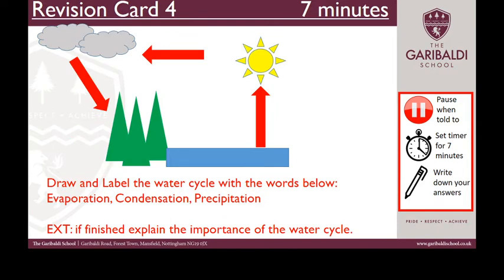Okay, revision card 4. This will take you 7 minutes. It'll probably take you less time than that. So you're going to draw and label the water cycle with the words below: evaporation, condensation, precipitation.